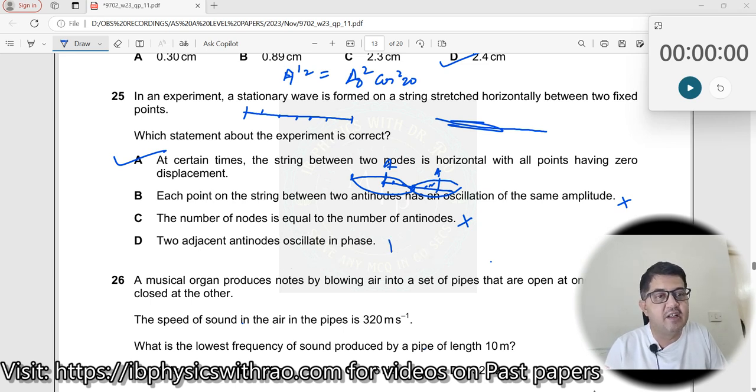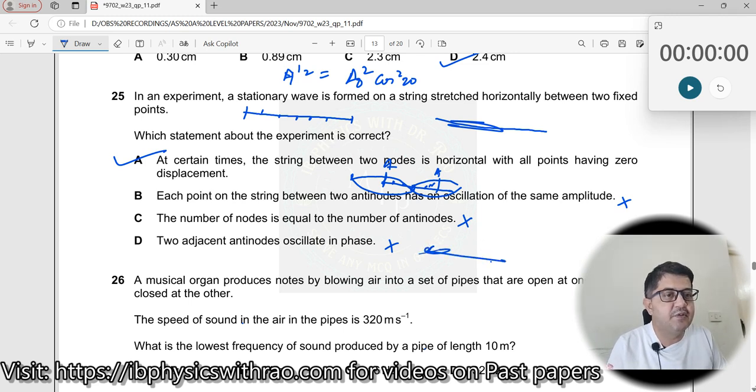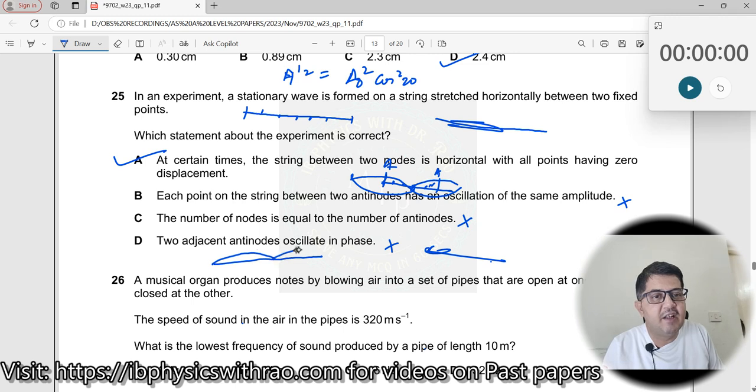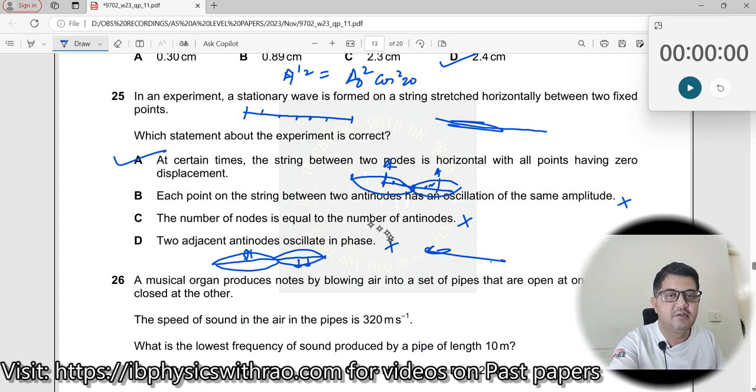Two adjacent antinodes oscillate in phase. That's also incorrect. The reason is, if this is your straight line, and this is your antinode like this, it's like this over here. If the particles corresponding to this antinode are vibrating like this, the particles for this antinode are vibrating downwards over here. So adjacent antinodes will always vibrate in opposite directions. So therefore this is also incorrect. So therefore A is the right answer.